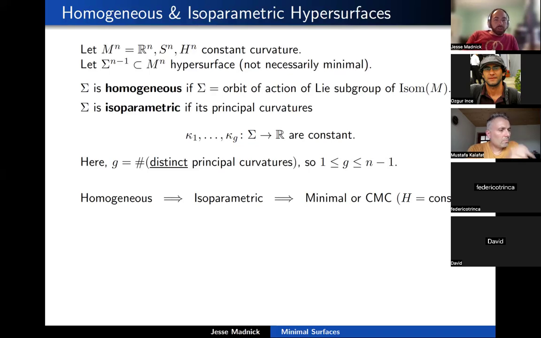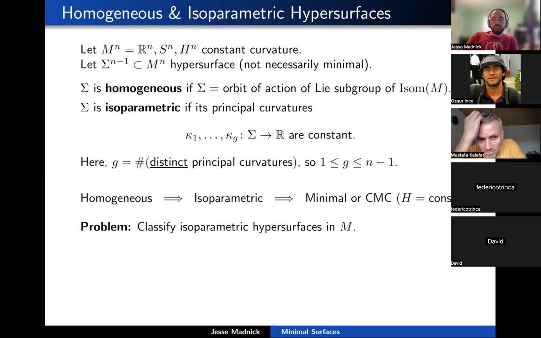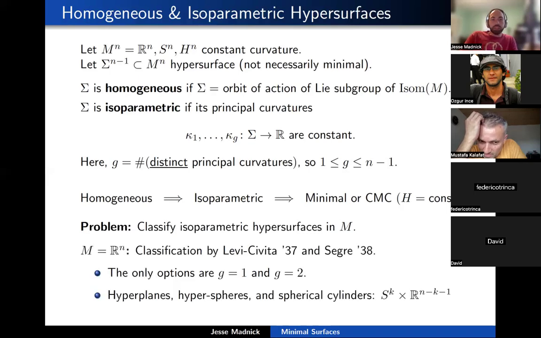Okay, so the isoparametric hypersurfaces clearly form a very distinguished class of the minimal and CMC hypersurfaces, and a natural impulse is to try to classify them, right? This is a constant curvature condition on submanifolds in a sense. That's such a strong condition that you should maybe hope to classify them. And in Euclidean space, this was done a very long time ago. Okay, in Euclidean space, this was done almost 90 years ago now.